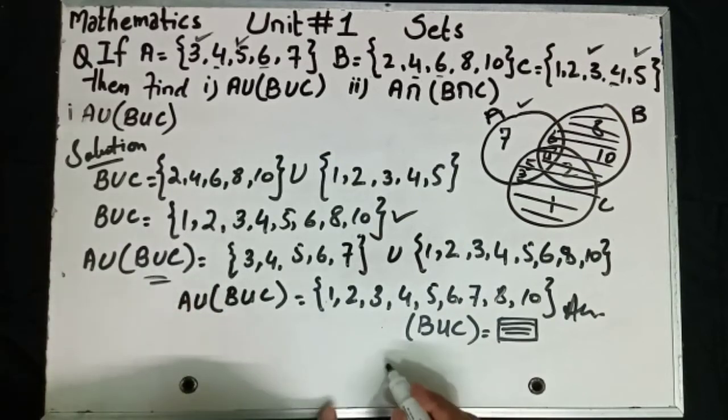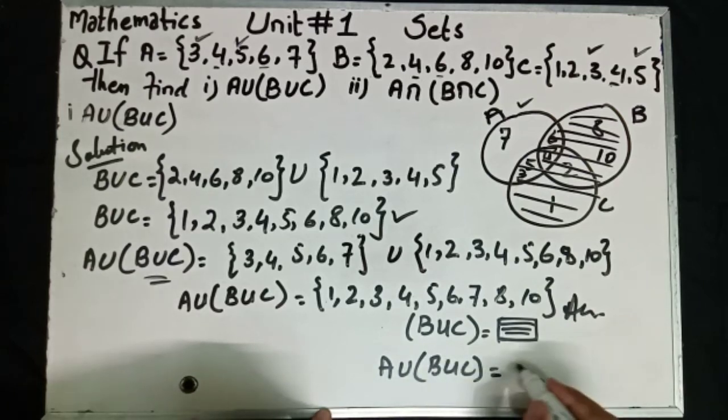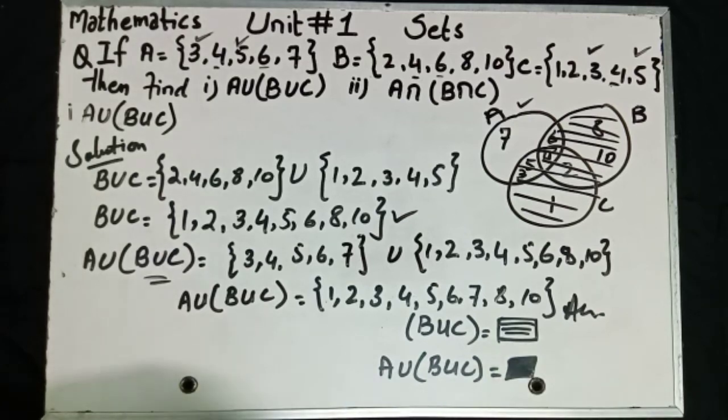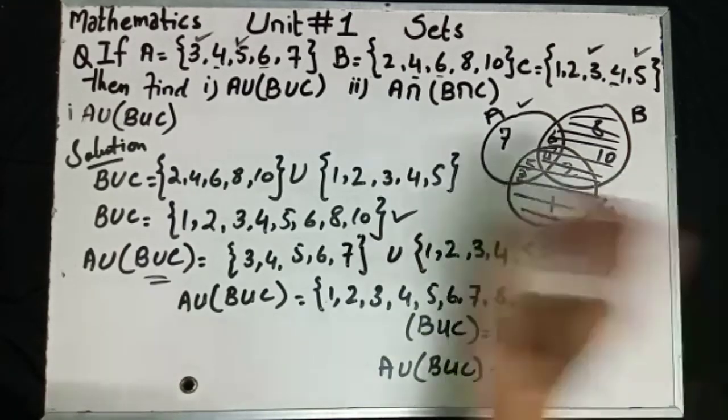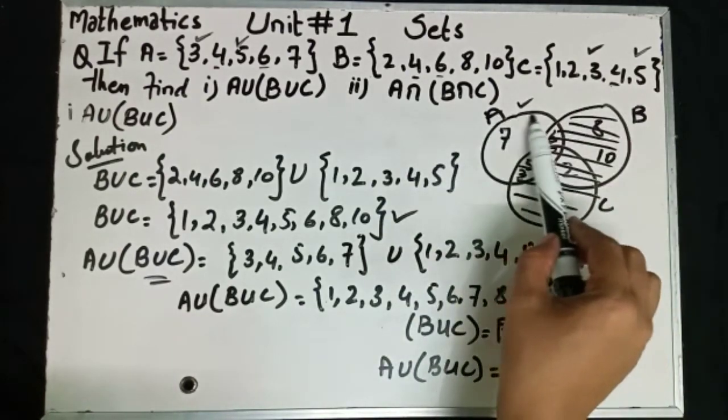Now final answer A union B union C. It's up to you. Apply shade in the whole Venn diagram. Draw the light blue color or light pencil shade. Apply shade on the whole Venn diagram.